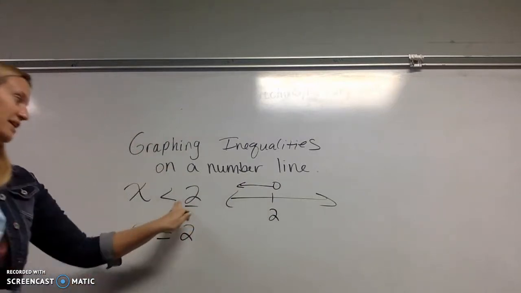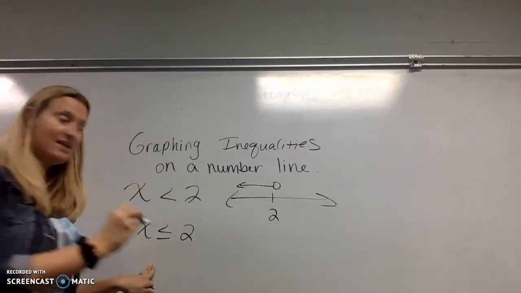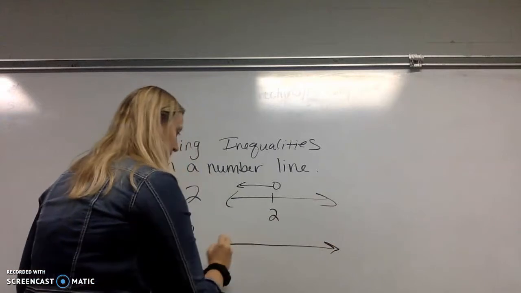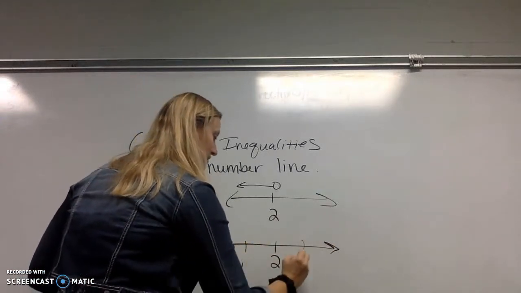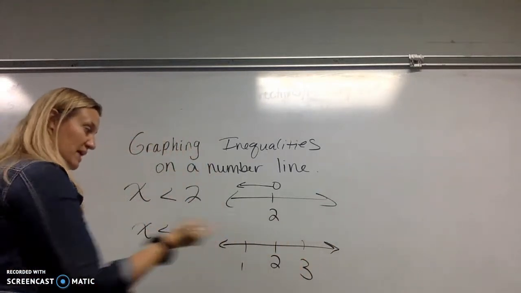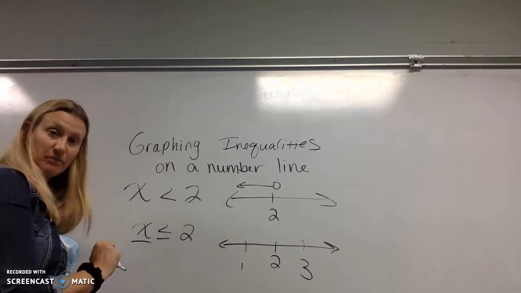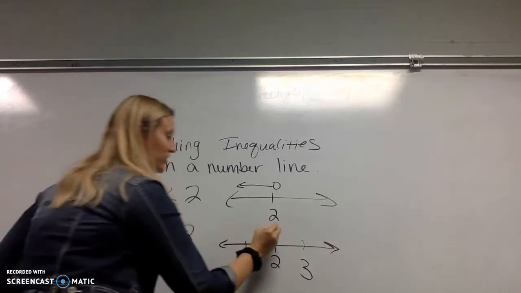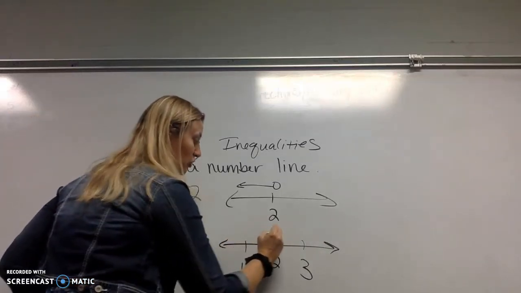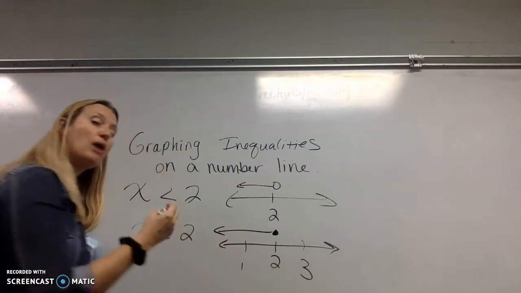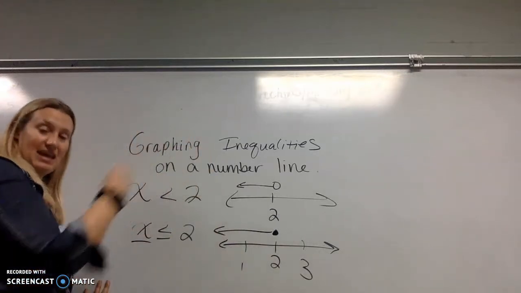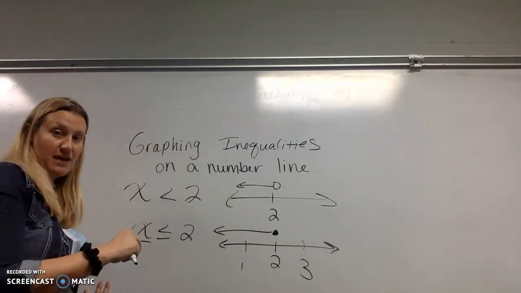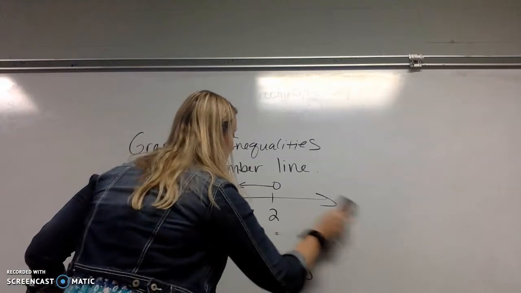Versus if I have less than or equal to 2. Now 2 gets to be part of the solution set. So I'm going to do the same thing. I'm going to put a dot at 2 and my arrow is going to go to the left because that's where all the numbers less than 2 are. However, it's a closed dot. The closed dot tells me that 2 is part of the solution set and I want all the numbers to the left.